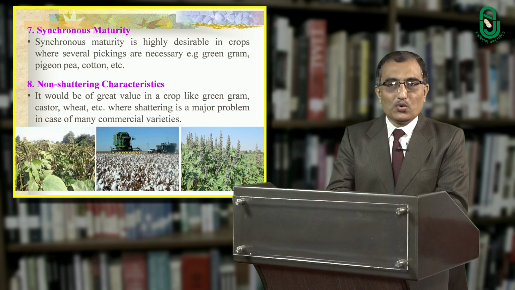Another objective is non-shattering characteristics of crop plants like green gram, castor and wheat, where shattering is a major problem. This can be addressed by converting the shattering characteristic into a non-shattering habit, and that will also make mechanized cultivation possible.